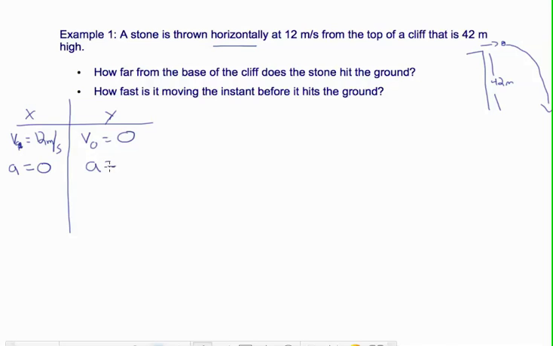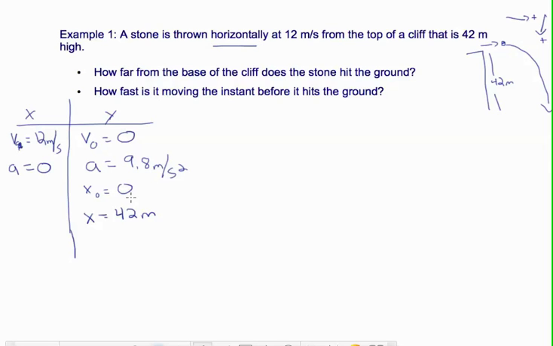So we also need to decide which direction we're saying is positive. I'm going to say this direction is positive for the x, and I'm going to go ahead and say this direction is positive for the y, just because that's the direction we're going in and it's easier. You don't have to say the same thing. Whatever works for you is fine. So that gives me positive 9.8 meters per second squared. We also know that the initial displacement is 0 and the final displacement is 42 meters. Remember, you can always assume initial displacement is 0 unless you're told otherwise.